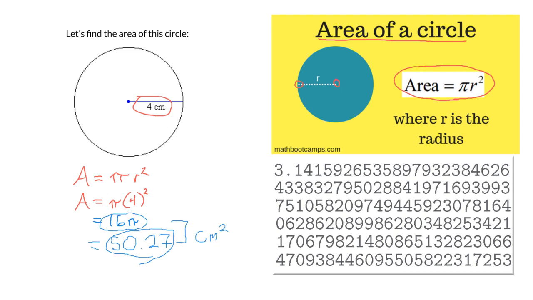As we go through quizzes and things, look for what the question is asking for to know how to best answer it. Sometimes it'll ask for the answer in terms of pi. There you would want to give 16 pi. Sometimes it'll ask for it as a decimal, and in that case, you'd want to give that 50.27.